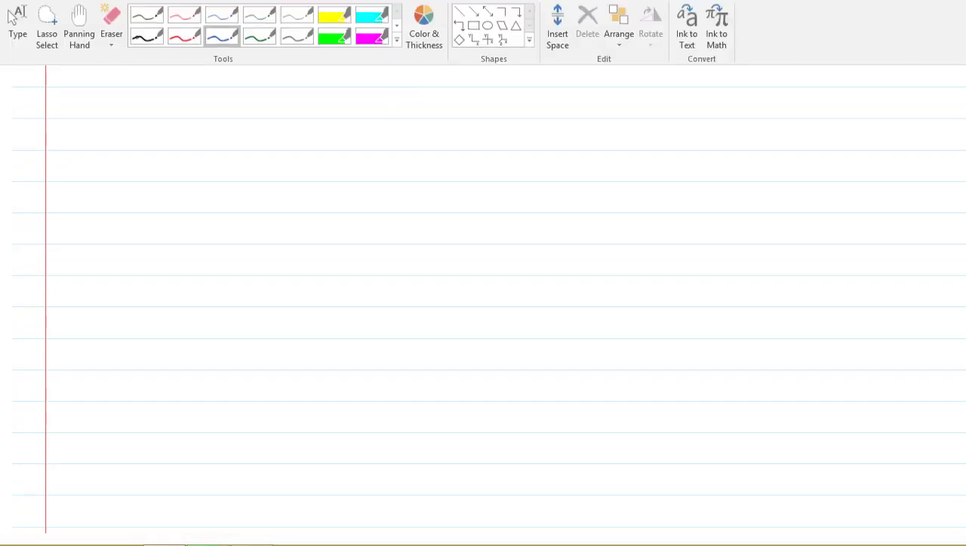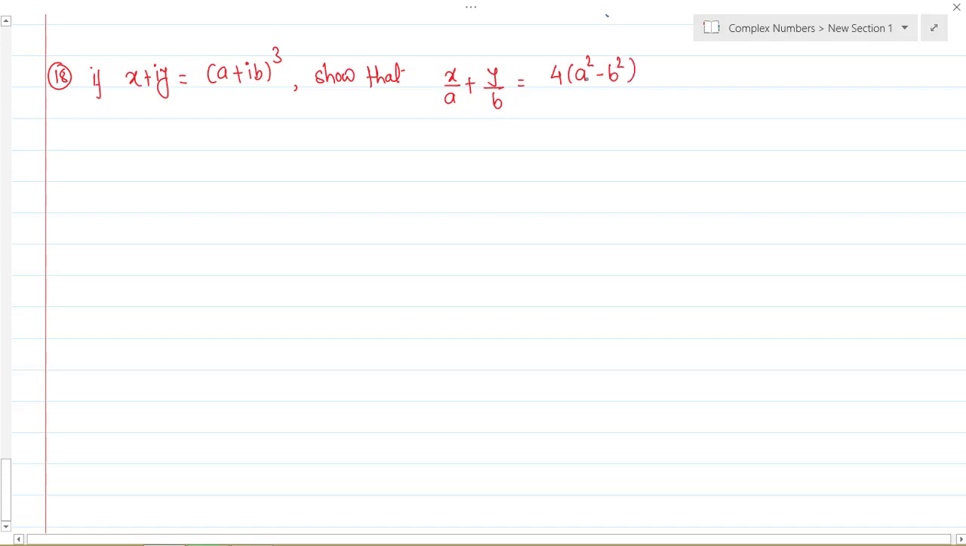Okay, so the topic is very simple. You just need to understand the basic fundamental operations of complex numbers. So let's see question number 18. If x plus iy is equal to (a plus ib) cube, then we have to show that x by a plus y by b is equal to 4 into (a square minus b square). This we have to show.